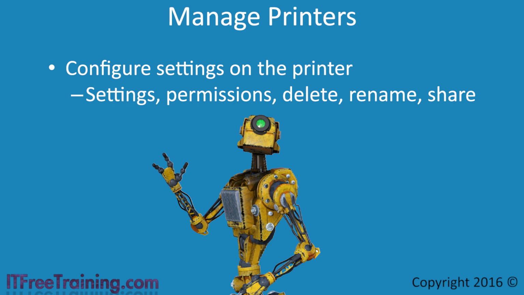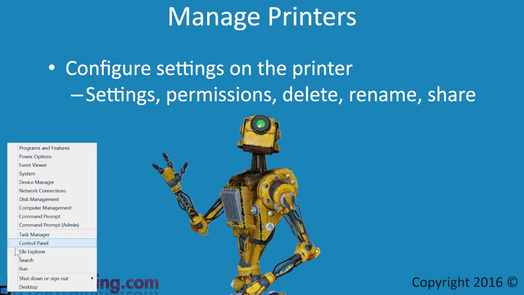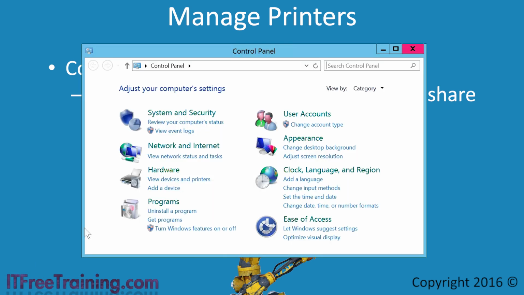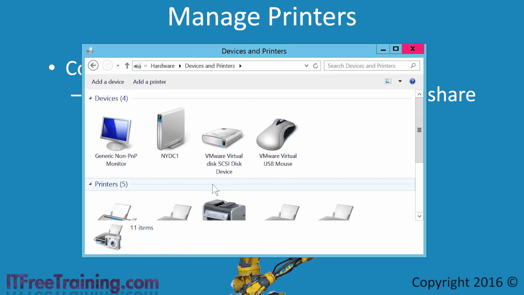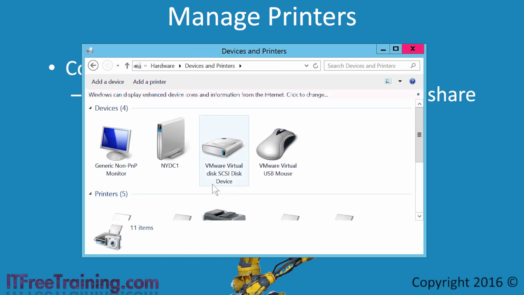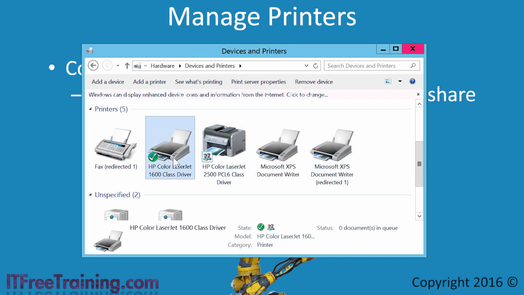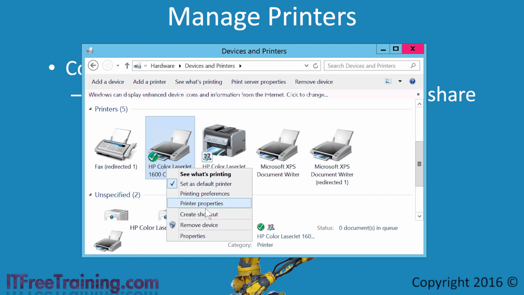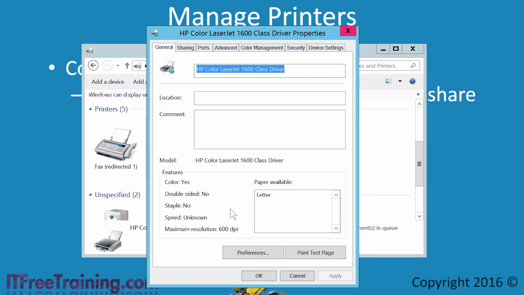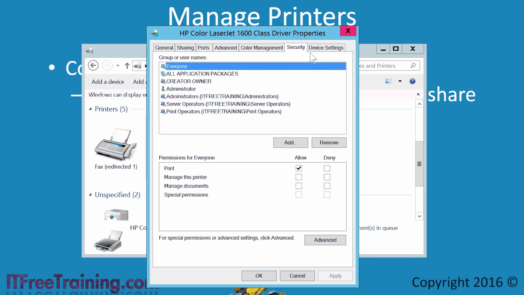To have a look at the permissions on a printer, I will first open the Control Panel. From the Control Panel, I will select View Devices and Printers under Hardware. This will show all the devices installed on the computer, including any printers that are installed on the computer. To have a look at the permissions for a printer, I will right-click one of the printers and select Printer Properties. Once the properties for the printer have opened, I will next select the tab Security.